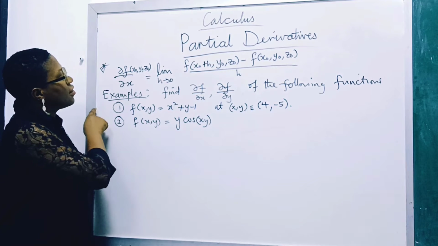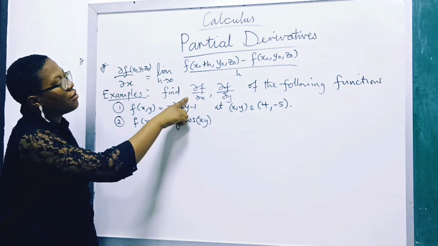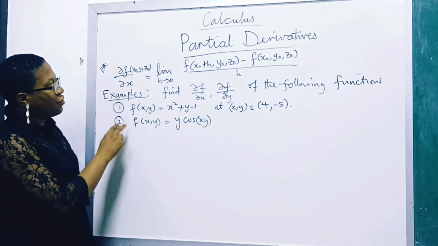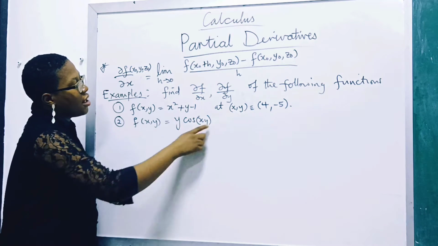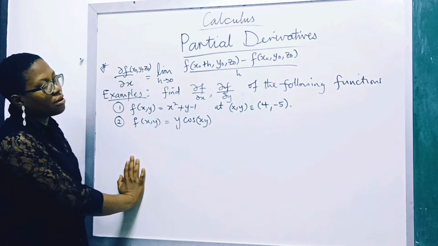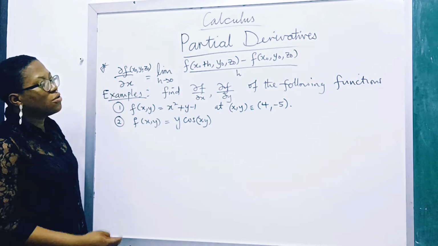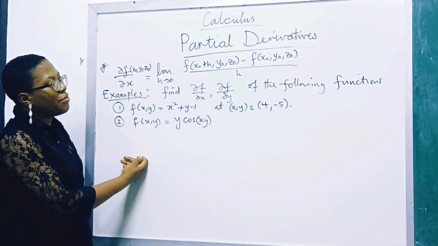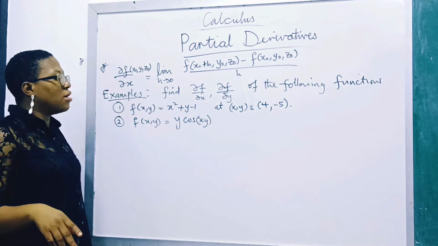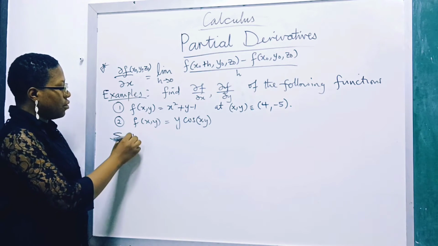So now let's try these examples. First of all, we are going to check for partial f by partial x and then partial f by partial y, for this function at this point, and then this one at an arbitrary point. We aren't given a point, so we'll see how to solve that. We'll see if we differentiate normally with respect to one variable and plug in the point, whether it will affect our answer. Let's just see it together so you understand what I'm saying. Solution.